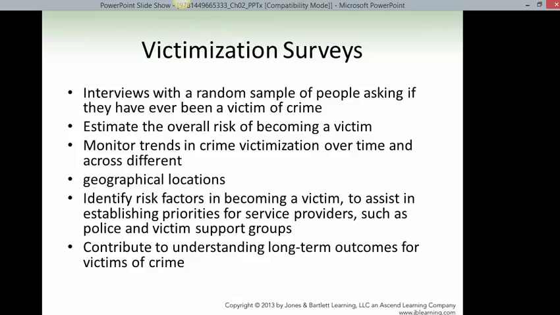Victimization surveys: interviews with a random sample of people asking if they have ever been a victim of crime. They estimate the overall risk of becoming a victim, monitor trends in crime victimization over time and across different geographical locations, identify risk factors in becoming a victim, assist in establishing priorities for service providers such as police and victim support groups, and contribute to understanding long-term outcomes for victims of crime.